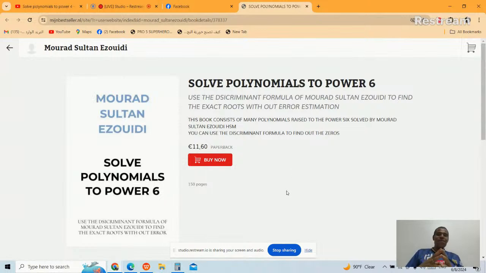It's not a likelihood or a probability that you are going to find a root by approximation or by Newton's method. No, there is a rule, a formula, a way that you should follow. These are new ideas that helped your mathematics teacher Mourad Sultan Ezouidi reach this level. And the book here is not too expensive.